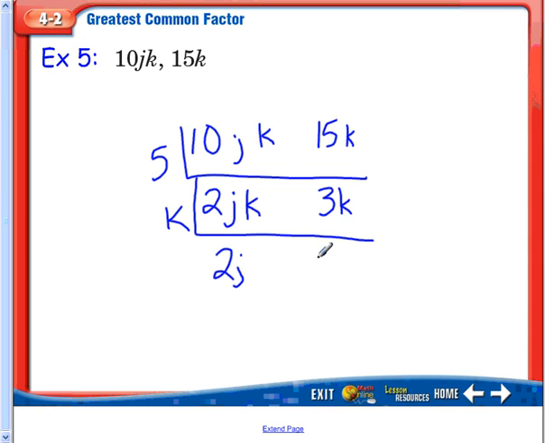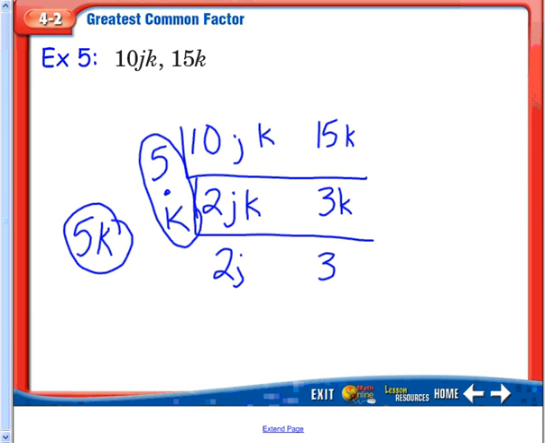If I factor a k out, that's going to leave me with 2j. And we'll factor a k out. 3k divided by k is 3. So now 2 and 3 are both prime, and I only have one j. There's no j's with the 3, so there's nothing else to factor out. So I need to look at the left-hand side of my L method. I need to multiply those two factors. So the greatest common factor of 10 times j times k and 15 times k is 5 times k.